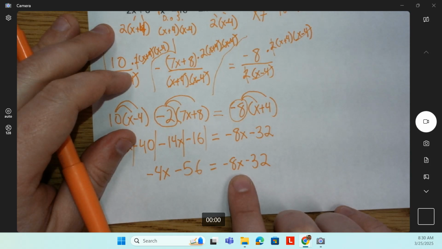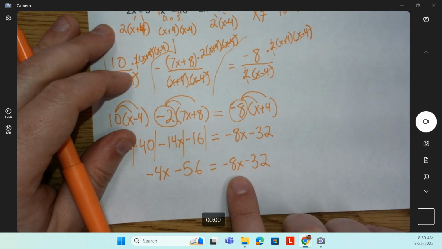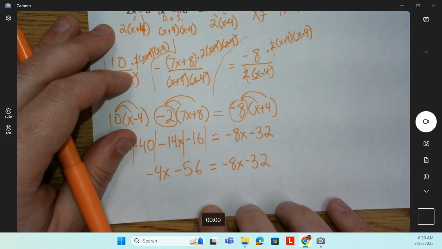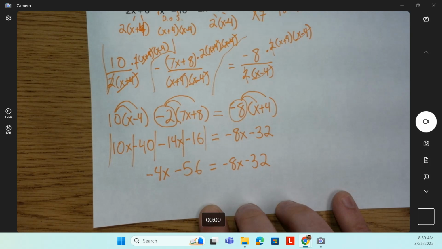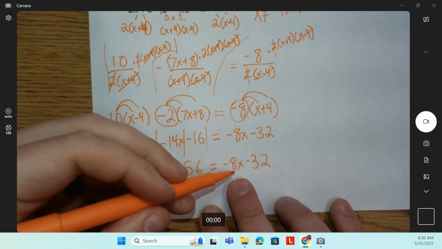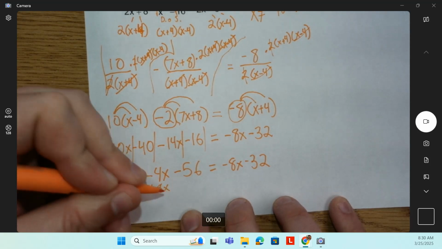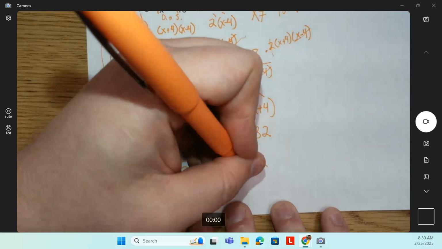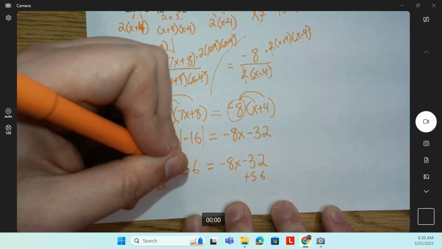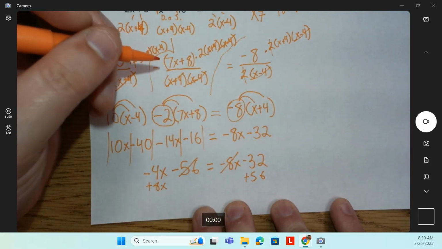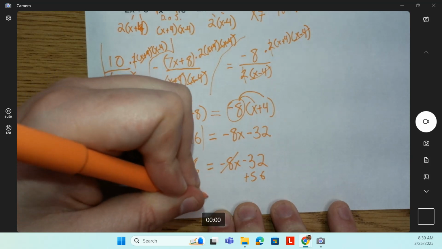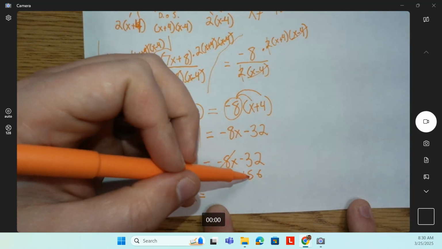Since there's just one x value, x to the first power, I can move the x's to the left side, the whole numbers to the right side, and solve from there. So negative 8x would be a positive 8x over here. Negative 56 turns into a positive 56 over here. So those have both moved. And I end up with 4x equals 56.